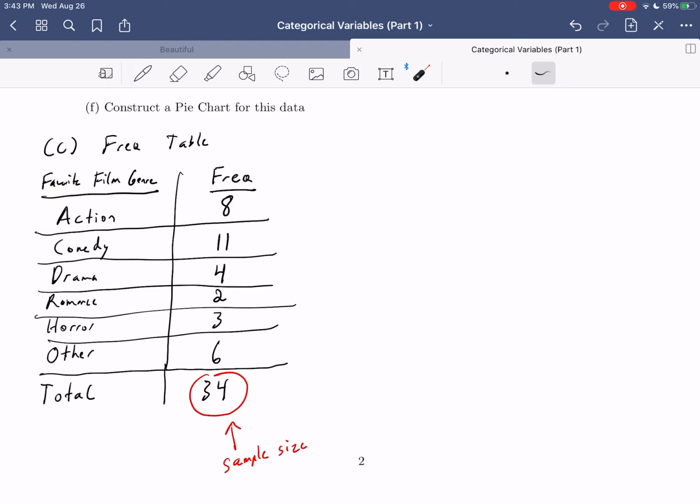If they were able to choose as many genres as they liked, there's no guarantee that it would sum up to the sample size there. But if you have everybody give just one response, then the sum of all the frequencies has to be equivalent to the sample size.